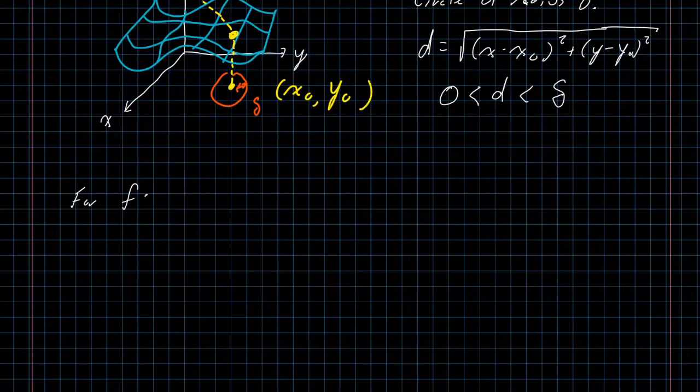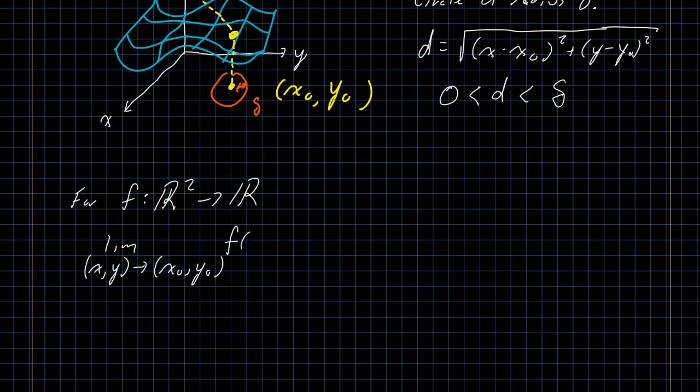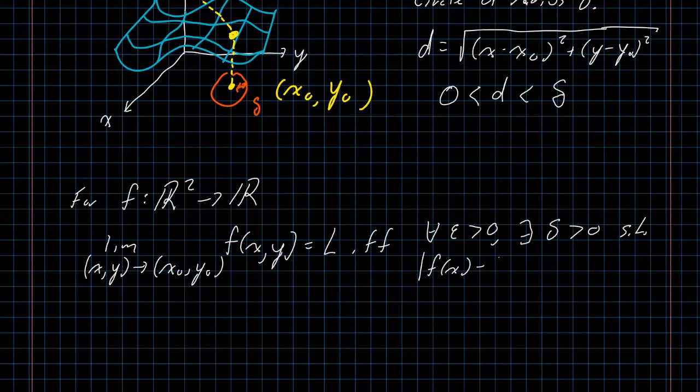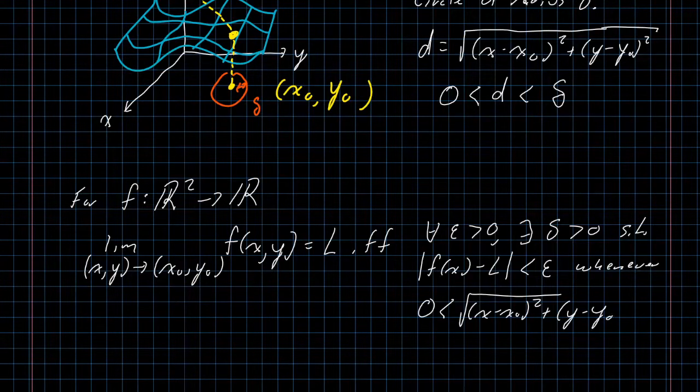So for a function f, which maps from R2 into R, we can say that the limit as (x, y) approaches (x naught, y naught) of f of (x, y) is equal to L if and only if for all epsilon greater than 0 there exists delta greater than 0 such that the absolute value of f of (x, y) minus L is less than epsilon whenever 0 is less than the square root of x minus x naught squared plus y minus y naught squared is less than delta.